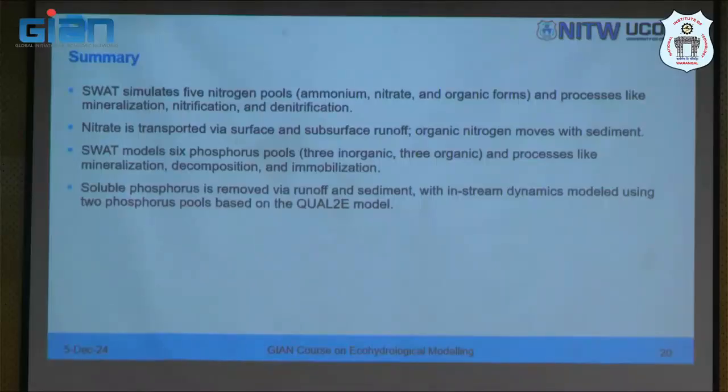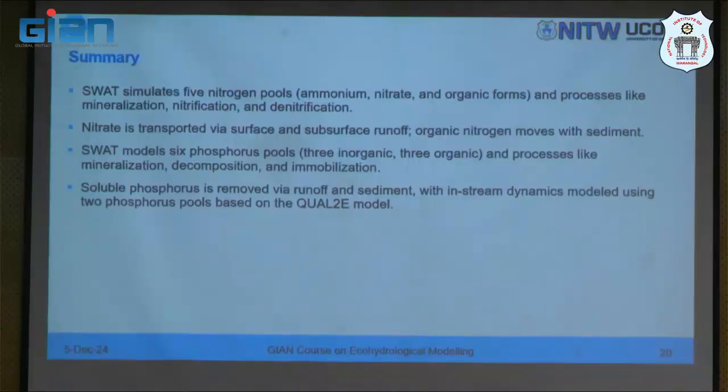Coming to phosphorus, SWAT conceptualizes the phosphorus cycle into 6 pools, 3 inorganic and 3 organic, and processes like mineralization, decomposition, and immobilization happen, right? So SWAT has this quality model which simulates the water quality, simulating many of the processes which Professor Chaube is going to talk about in the next lecture, right? But from the terrestrial part of it, it has a simulation module which comes in, right? And that is where we say that it's a comprehensive model.